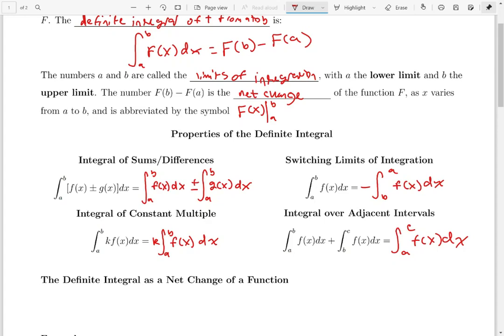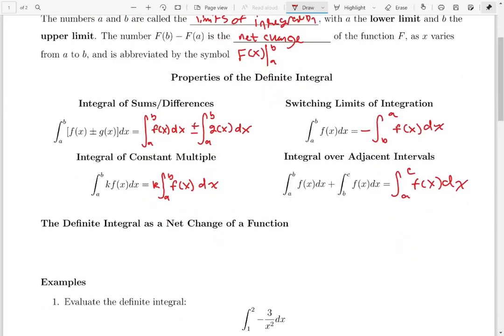And then, of course, the definite integral as a net change of a function is like we stated before, that is the integral from a to b of F prime of x dx is equal to F of b minus F of a. I just changed my notation a little bit. Instead of using a lowercase f here, I'm using a capital F to show you that really capital F prime is what we're dealing with.